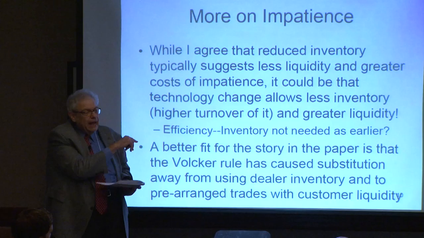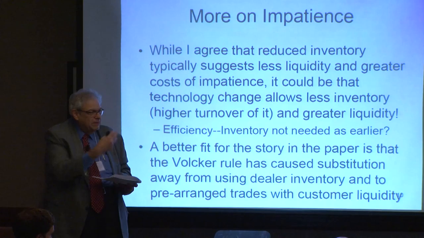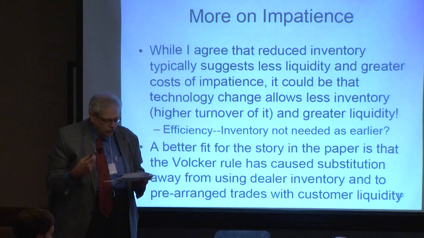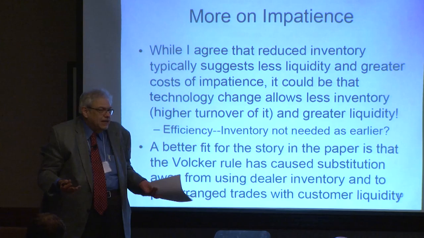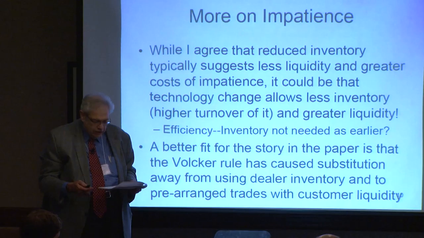But there is a concept. This is a conceptual point. It's sort of like supply versus demand. Now, I do think a better fit for the story in the paper is that the Volcker rule has caused substitution away from using dealer inventory and toward free-range trades with customer liquidity. But okay, so that's what's happened. Is that so bad? It's a different way of sort of organizing things. So that's my comments on the second paper.